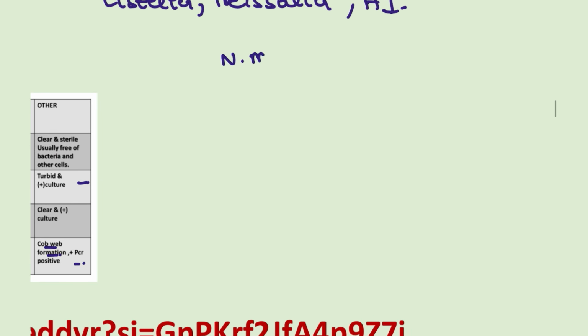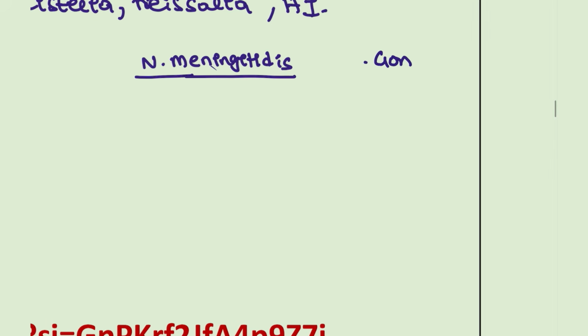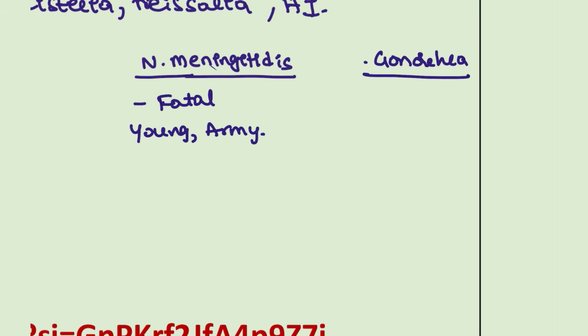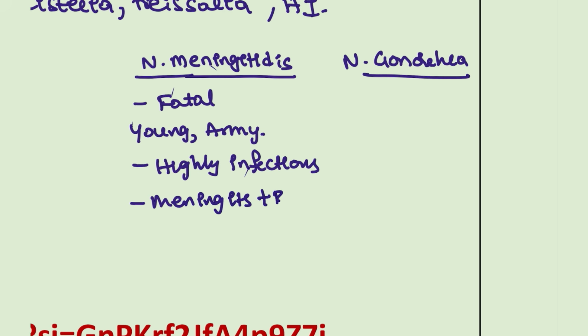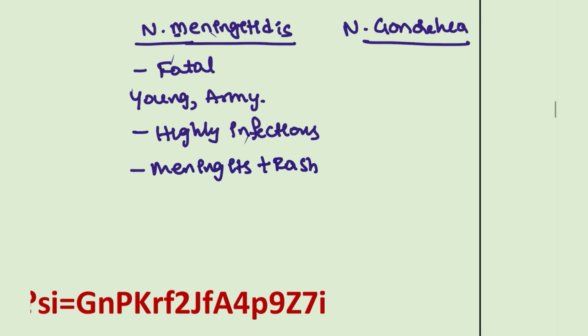So the difference between Neisseria meningitidis and Neisseria gonorrhoeae. Neisseria meningitidis can be fatal, commonly seen in young adults and army camps, and is highly infectious also. It involves meningitis plus a rash. M for meningitis, and it is a maltose fermenter.